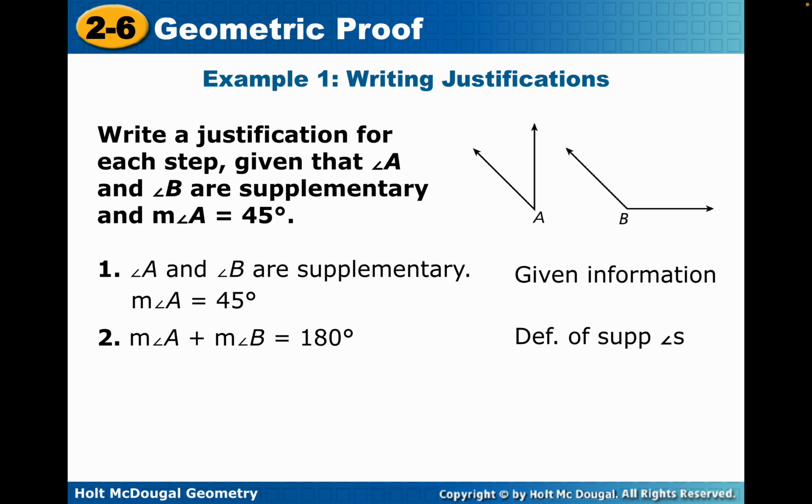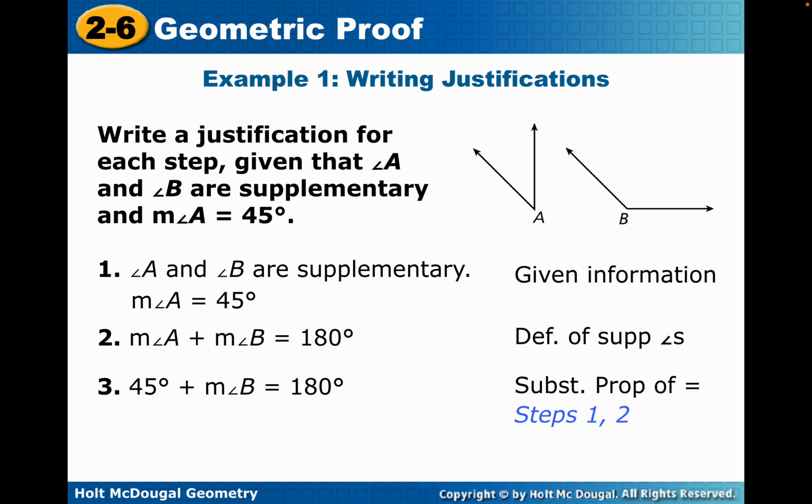Now that we explained what supplementary means, we can start the process of solving for B. Since we already know that A equals 45 degrees, we're going to use that and just substitute it into the problem. We already have the measure of angle A plus the measure of angle B equals 180, so we're just going to substitute that value of A into the equation. So that's going to be our third step. We're just substituting that value, and that's just going to be the substitution property.